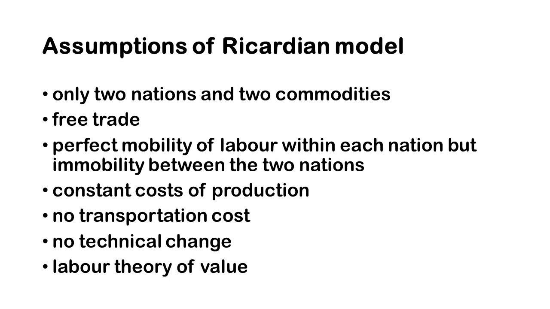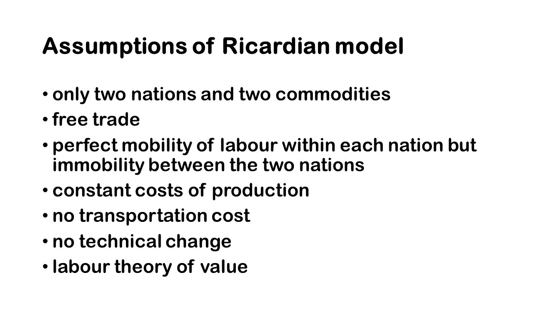These are the important assumptions of the Ricardian model. The Ricardian model also assumes that there are only two nations and only two commodities. It is also based on free trade, and it also assumes that there is perfect mobility of labor within each nation, but labor is immobile between the two nations. There are constant costs of production. There is no transportation cost. There is no technological change. It's also based on the labor theory of value.